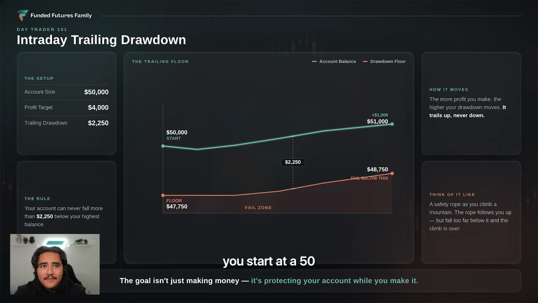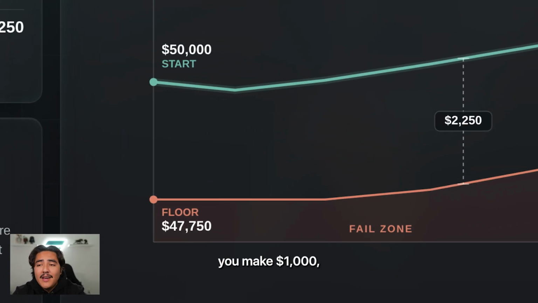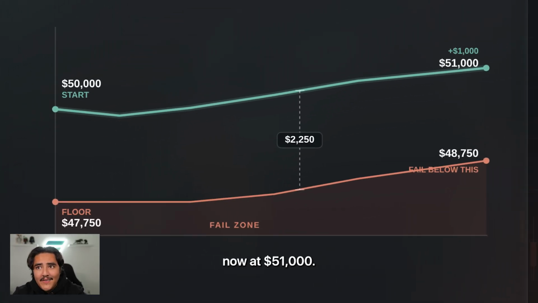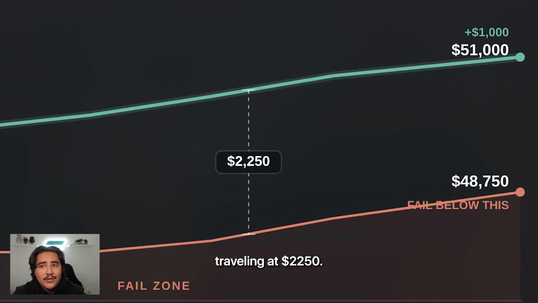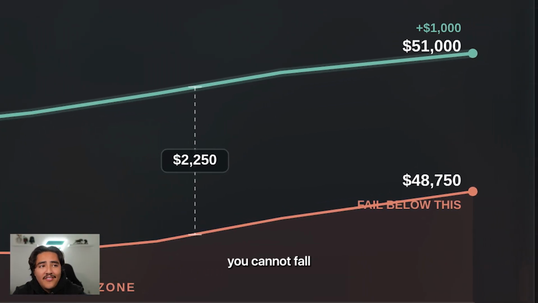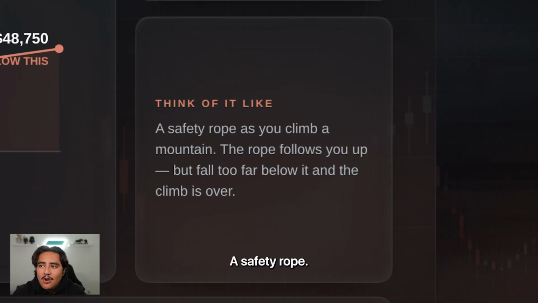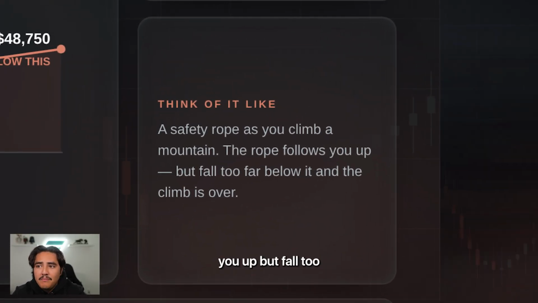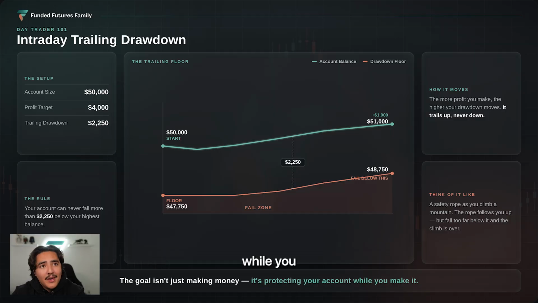So let's say you start at a 50K account, right? Your floor is $47,750. If you make $1,000, your account is now at $51,000. But the trailing drawdown is always trailing at $2,250. So now you cannot fall below $48,750. Think of it like this: a safety rope as you climb a mountain. The rope follows you up, but fall too far below it and the climb is over. The goal isn't just making money, it's protecting your account while you make the money.